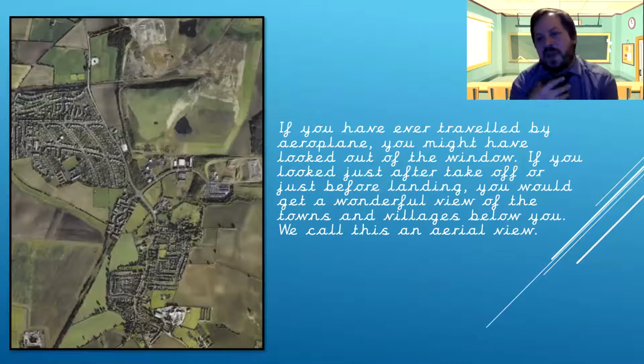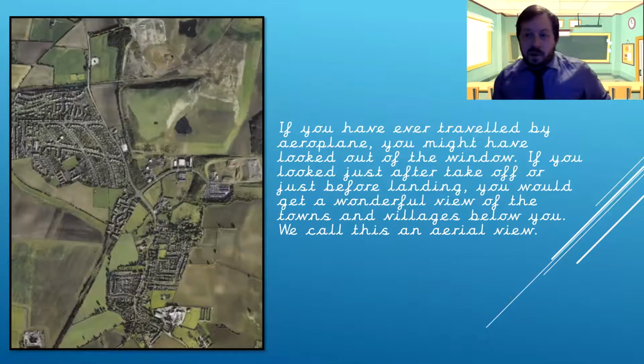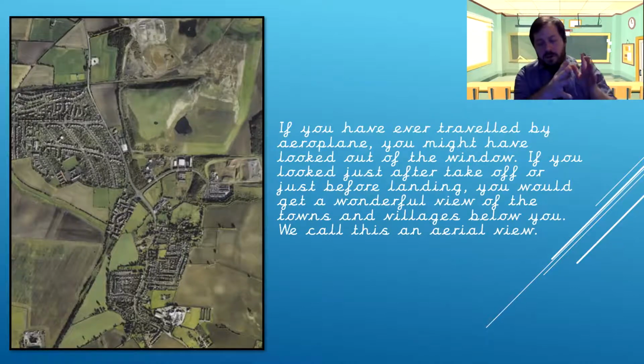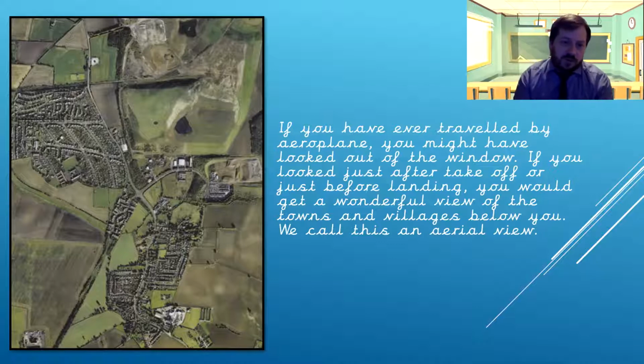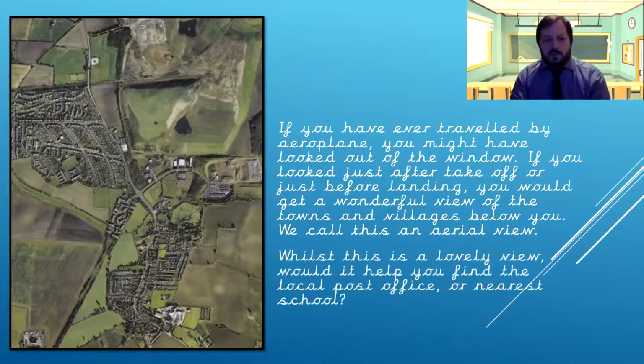If you've ever travelled by aeroplane, you might have looked out the window and seen something that looks like this image here. This is the view of a village or town as you fly over the top. It's called an aerial view. And whilst the view is great, you can't tell what you're looking at easily. You might be able to tell some roads or some bigger buildings, but you might not know what they are or what they're there for.